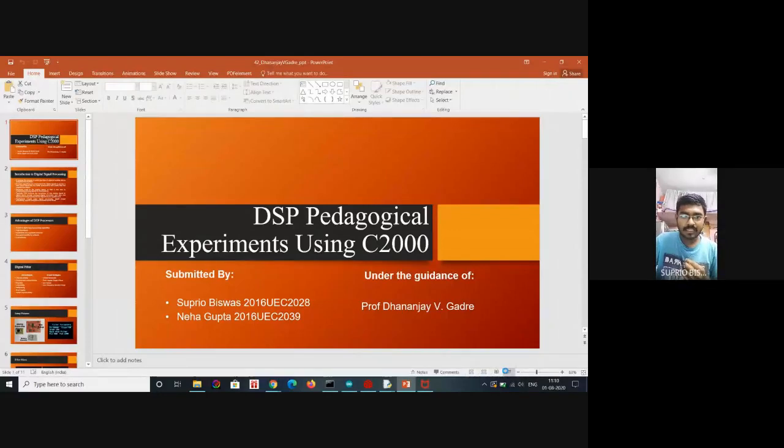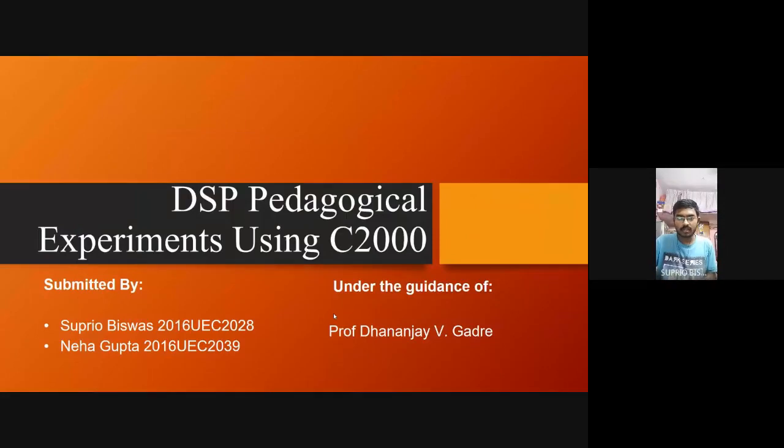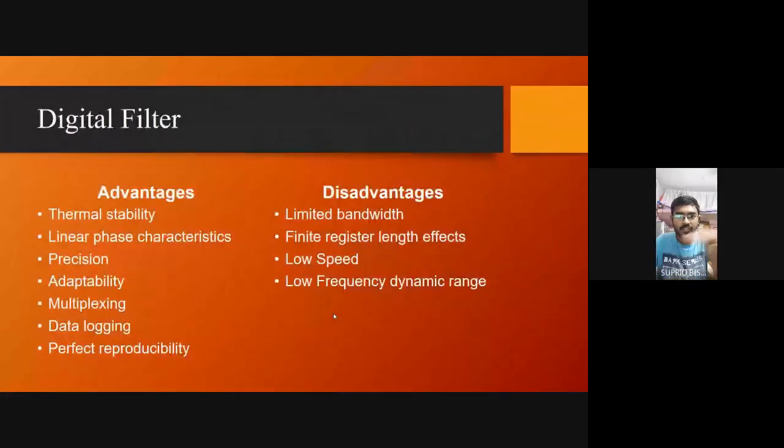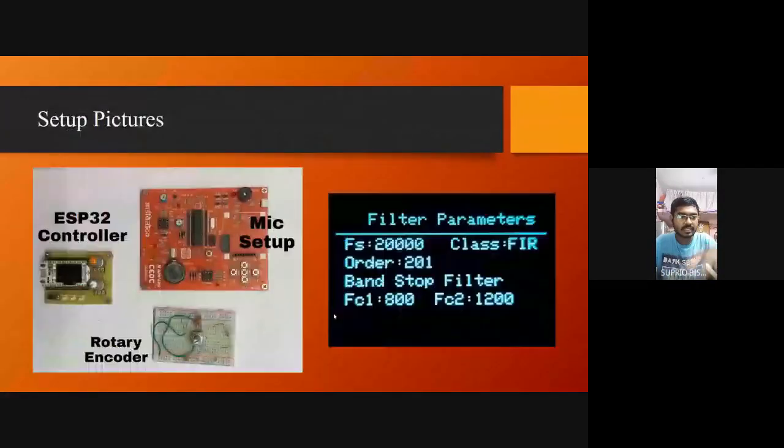So the title of our project is DSP Pedagogical Experiment for 3000. In this project, we started with DSP, but we don't go into the details of this slide or the next. We just show the implementation of what we have done. The first implementation we have done is the digital filter. As you know, a digital filter can be very flexible, and the advantages will be shown during the setup.